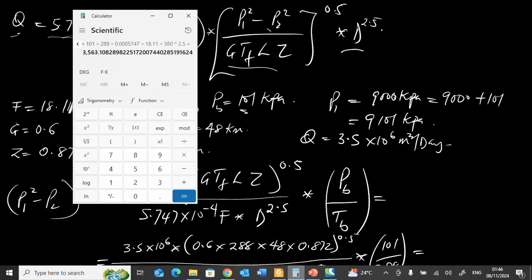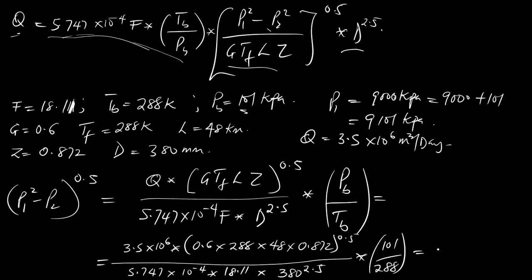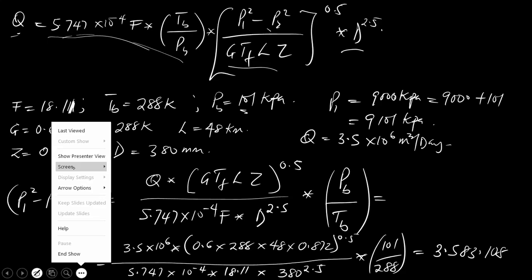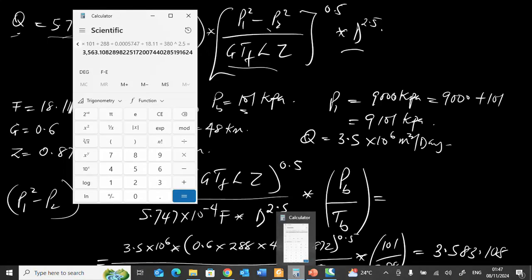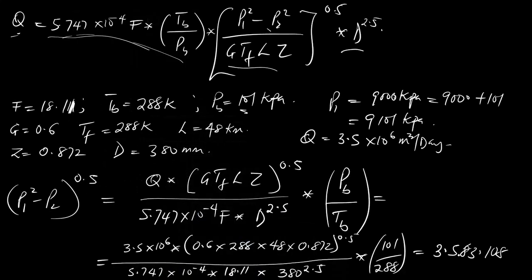We have 3,563.108. The whole of this is 3,583.108. So let me see and be sure. Okay, 563.108. So this is 63.